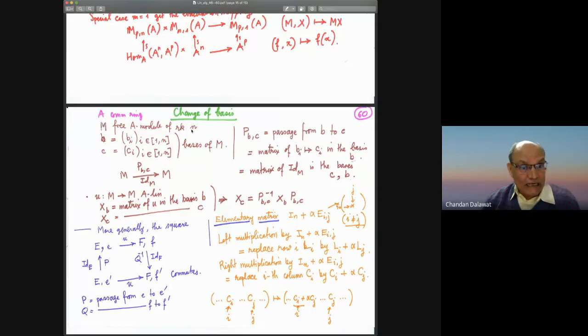If you have a free module of rank n, and you take 2 different bases, then you get 2 different identifications of M with A to the N. And if you have an endomorphism, or rather, let's first look at just the identity map from M to M. Then I have a basis here and a basis here, the B's and the C's, and I can think of this identity map as a linear map from A to the N to A to the N, sending the first basis to the second basis.